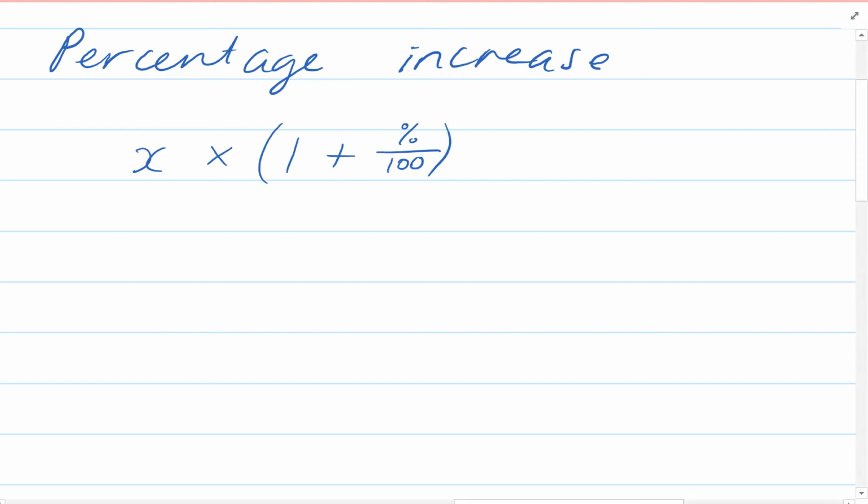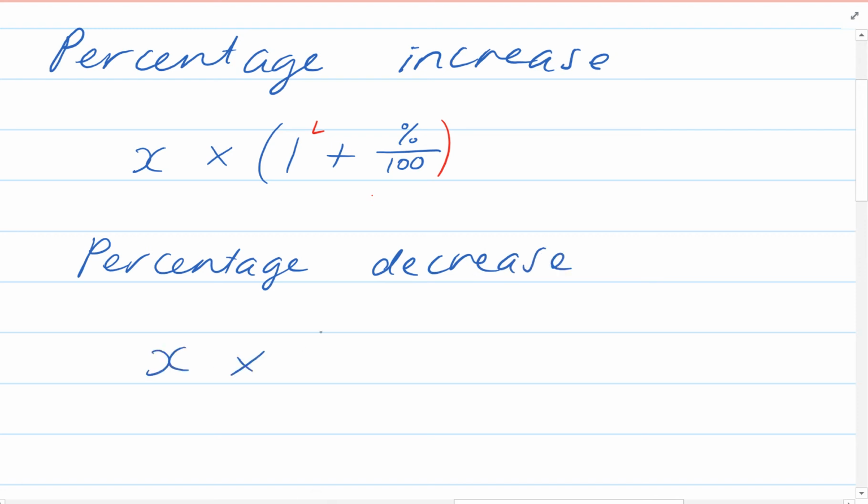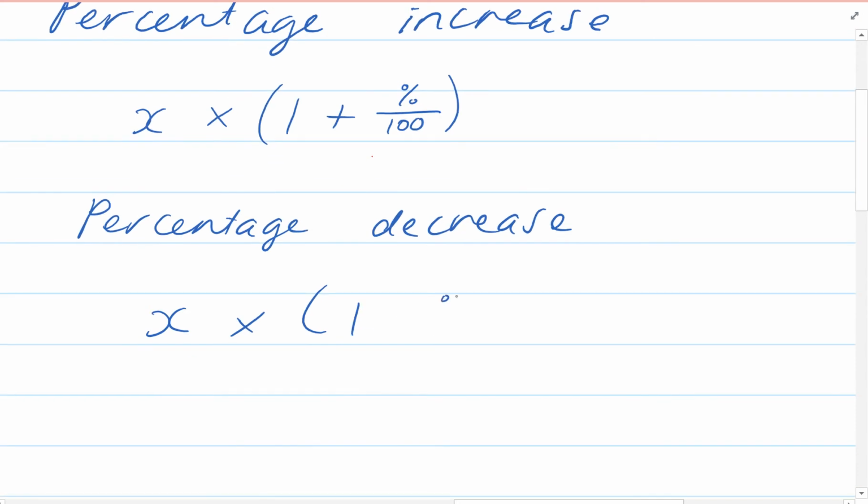Because percent means per 100, if we take that percentage and divide it by 100, that gives us the decimal that is equivalent. And then when we times it by 1, that keeps our original amount but just adds on that percentage increase. So we'll show that in an example in a second. When we're looking at a percentage decrease, it's a very similar formula. So we take our amount, we multiply it by 1, and we still have the percentage over 100, but because it's a decrease, we subtract that amount.